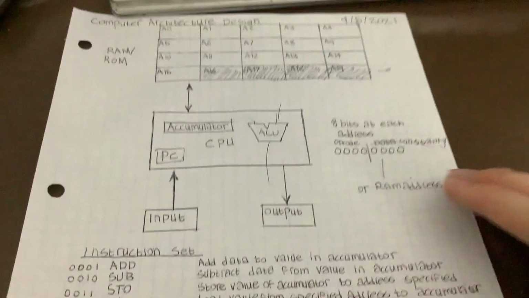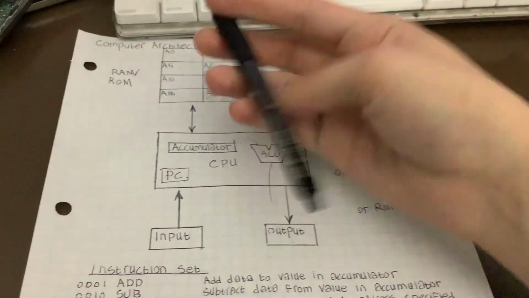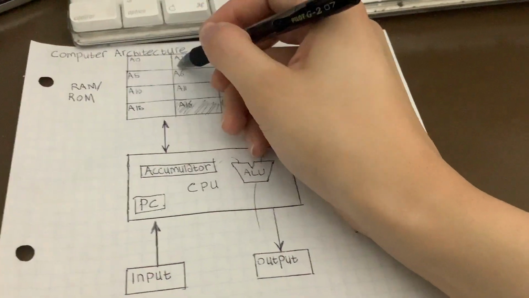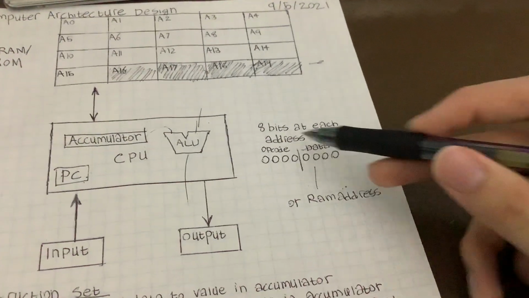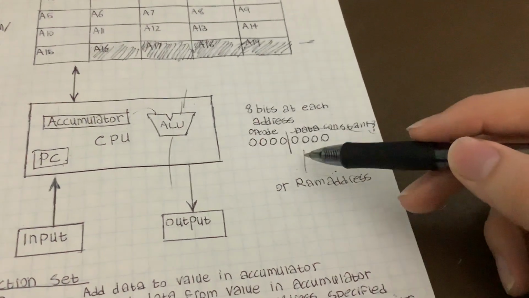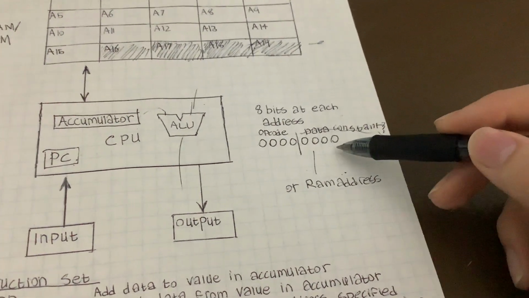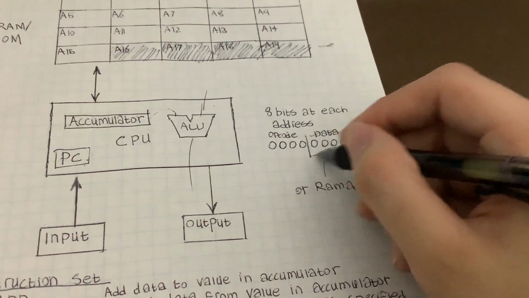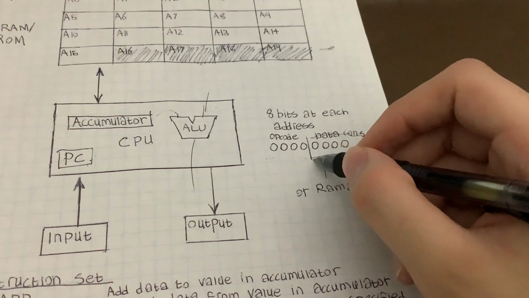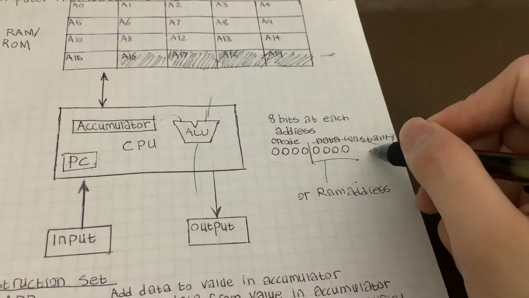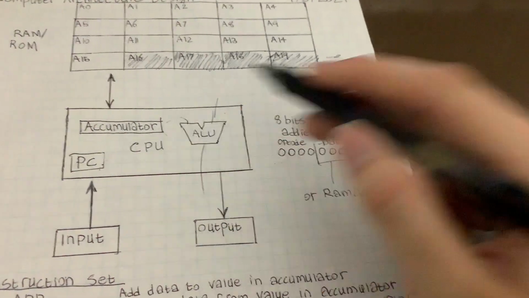In each of these cells of ROM or the RAM, there are 8 bits. Of those 8 bits, the computer interprets it like this. The lower half of this is going to be the RAM address that this opcode is applying to, or it's going to be data if you're inputting a constant into the accumulator.